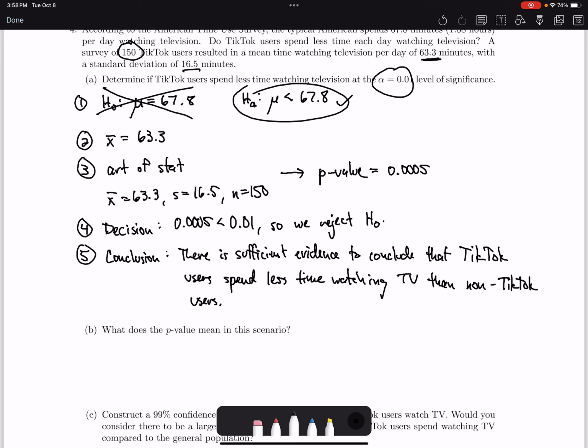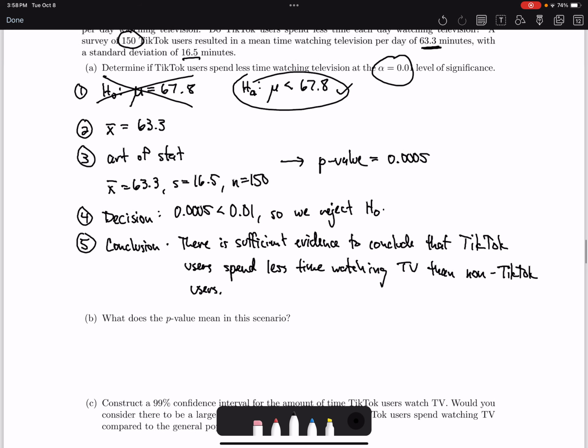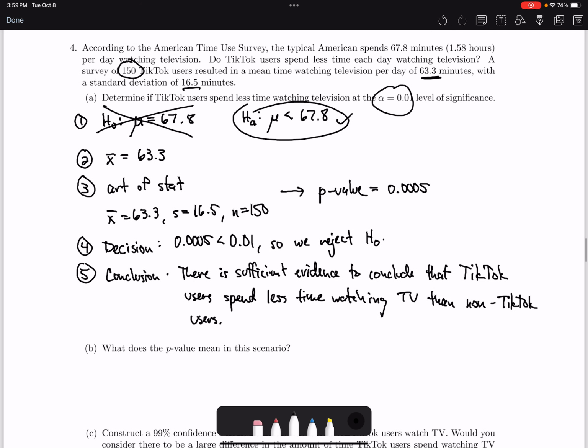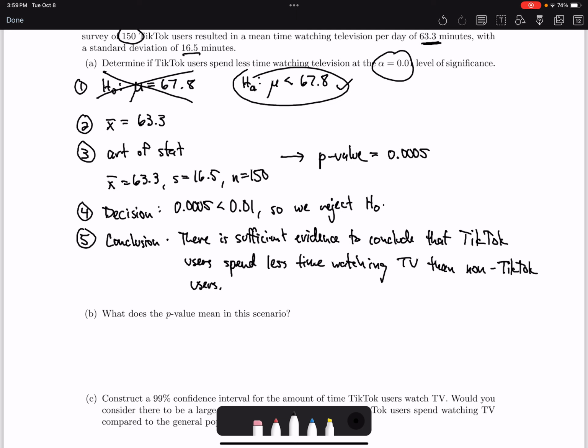Again, this only tells us that there is a statistically significant difference, but it doesn't tell us how big that difference is. It might not be very substantial, right? It also doesn't tell us that TikTok users are virtuous people, just because they're spending less time watching TV. First of all, it doesn't seem to be that much less. It's like a 4-minute difference, okay? Which isn't that substantial. But also, they're probably spending less time watching television because they're on TikTok instead, right? Scrolling through TikTok. So it's not necessarily that much better.